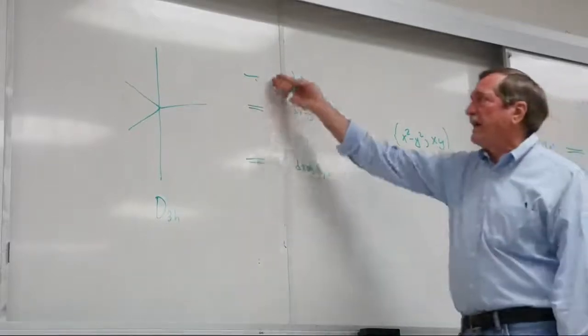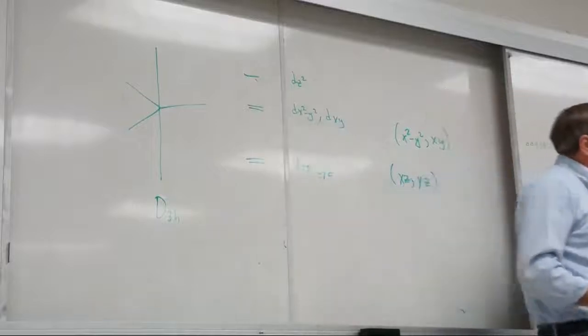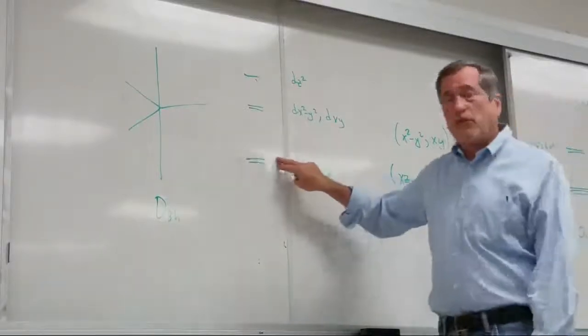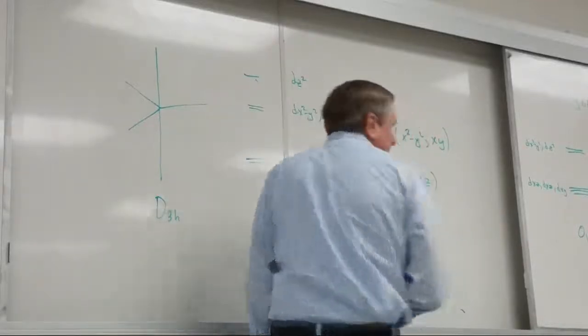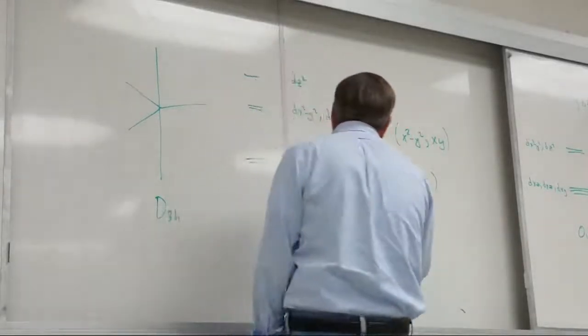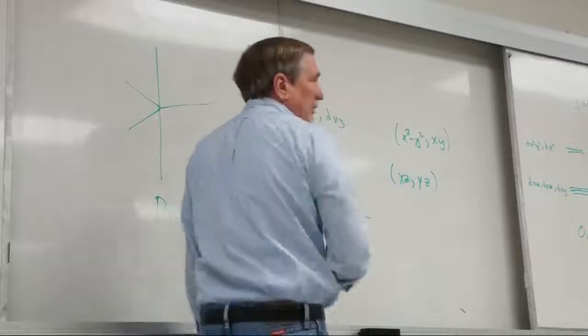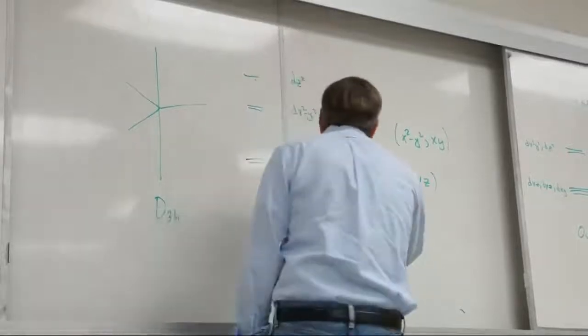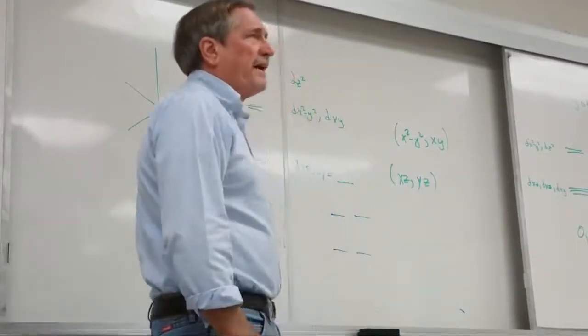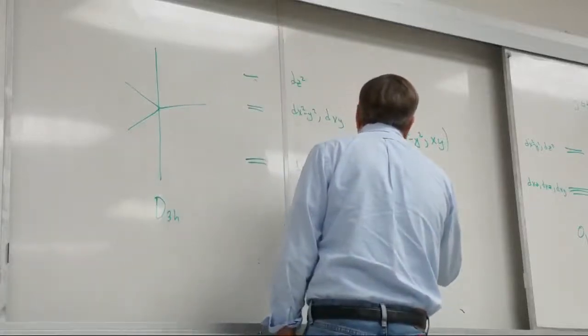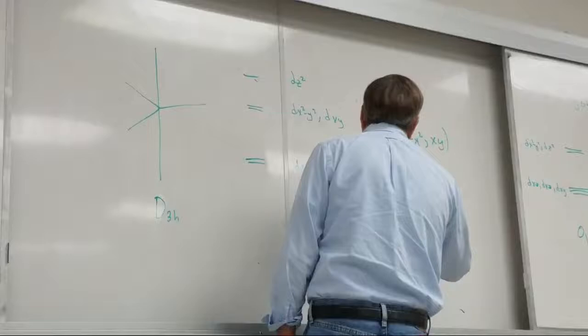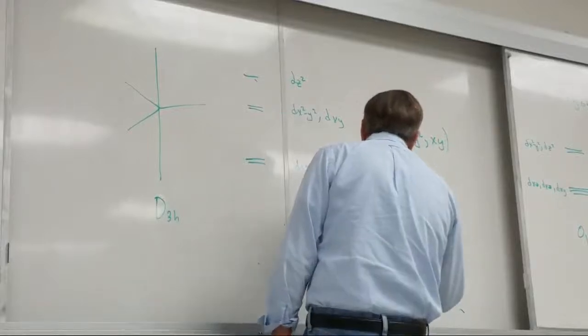So my splitting diagram has to look like this. I have these two degenerate orbitals. If you want to draw it a different way to indicate their degeneracy, they've got the same energy. Then I've got these two orbitals which have the same energy. And then I've got this one orbital by itself. This is the z squared. This is the x squared minus y squared and xy. And this is the xz and the yz.